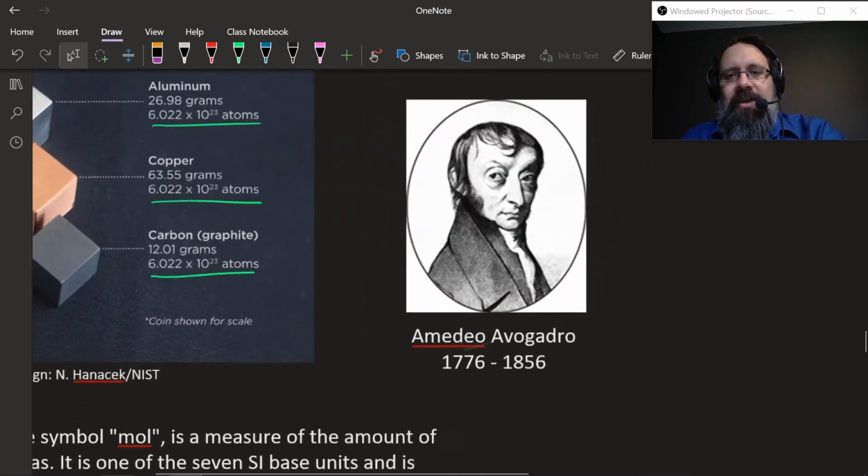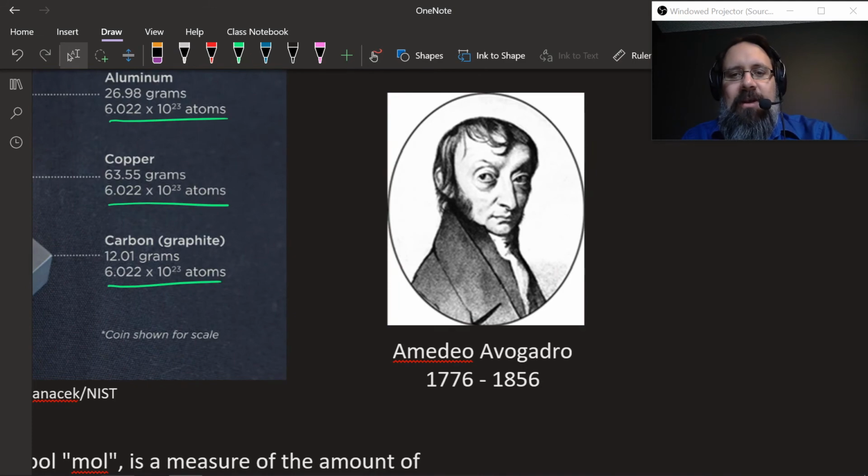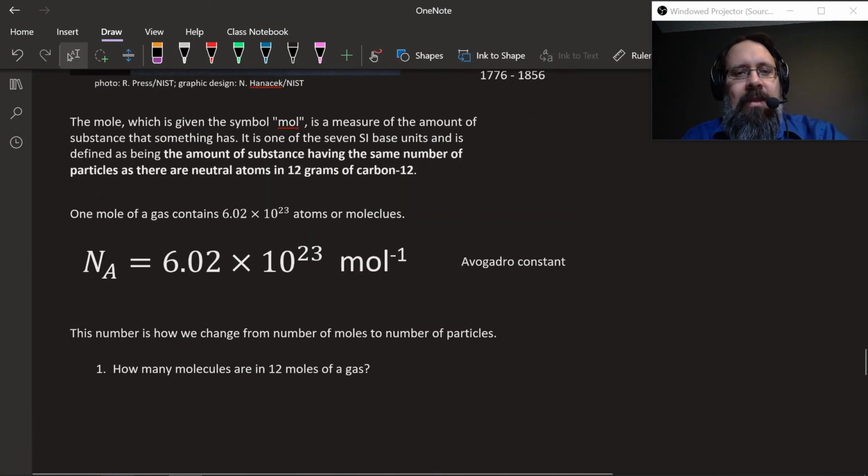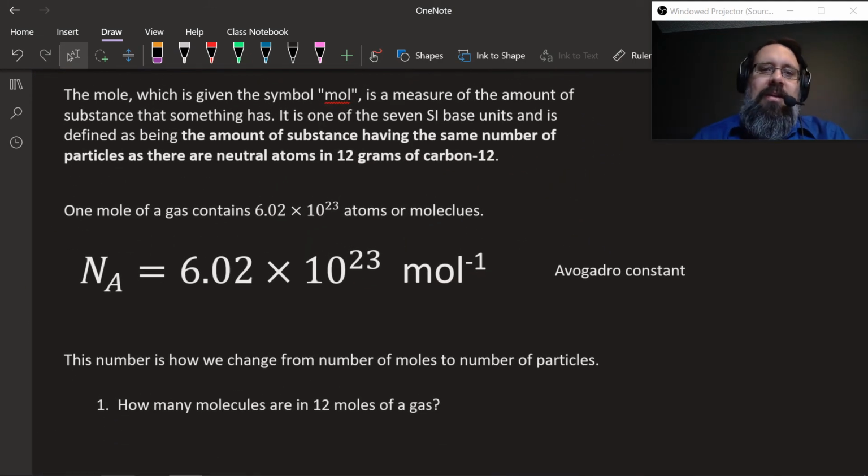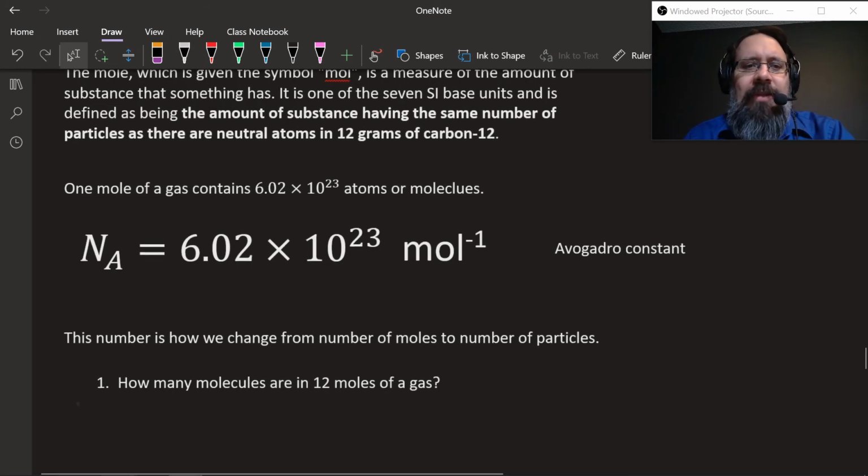So I'm going to give you a little bit more specificity than that. We give credit to Amadeo Avogadro for figuring this out. The mole is given the unit symbol mol when you write it out. It's a measure of the amount of substance that something has. It's one of the 7 SI base units, along with meters, kilograms, seconds. It's defined as the amount of substance having the same number of particles as there are neutral atoms in 12 grams of carbon-12. But that's just the specific definition. It doesn't really matter too much that you know that.